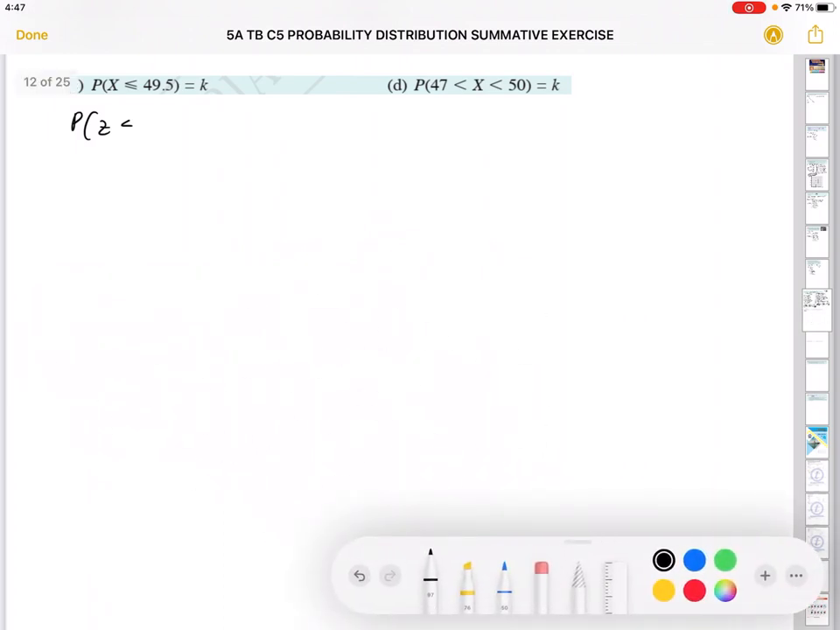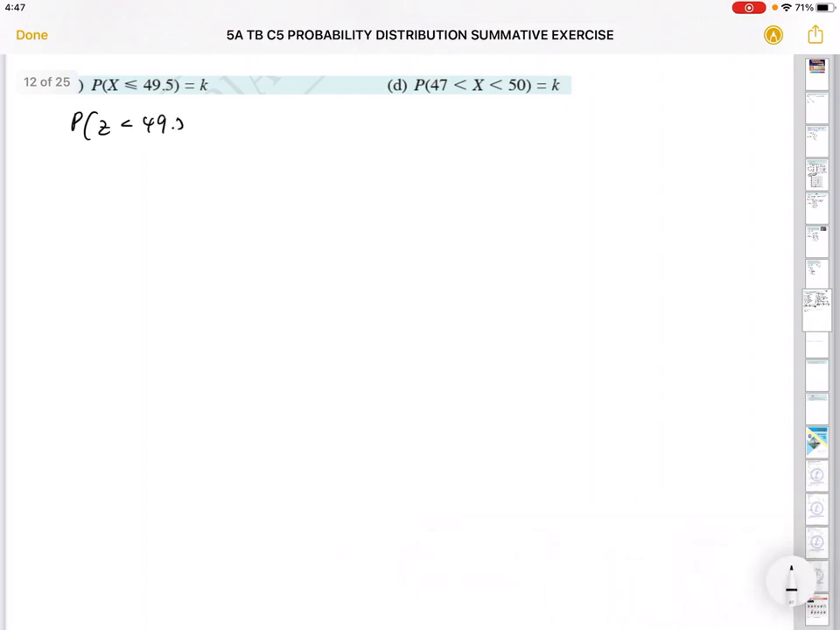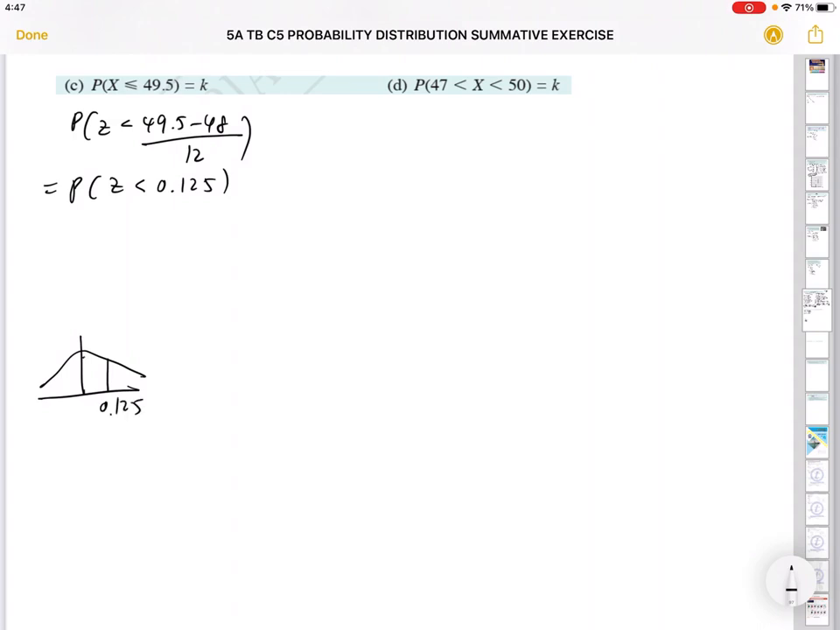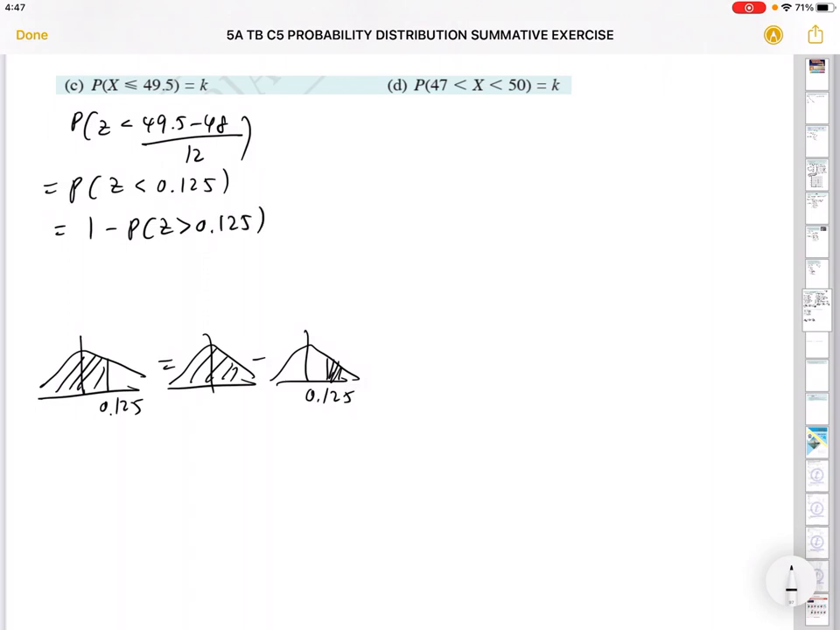Now I will just drop the equal sign here. I'll write 49.5 minus 48 divided by my standard deviation 12. When you standardize it, this will give us 0.125. Okay, let me do a rough sketch. 0.125 is on the right hand side, but I want less than. If you want less than, you got to do 1 minus. Remember, your table can only read the upper tail, the right hand side. So this is 1 minus P(Z more than 0.125). So it's 1 minus 0.4503, and my answer is 0.5497.